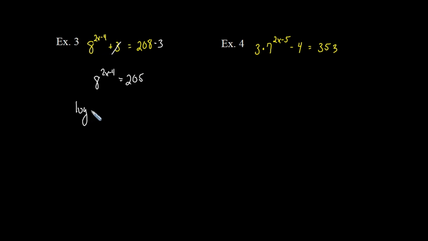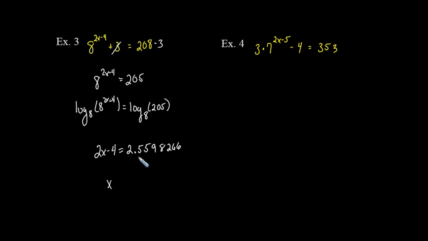So log base 8 of 8 to the 2x minus 4 is equal to log base 8 of 205. This is a decimal value. Over here we have 2x minus 4, and that is going to be, we're going to type log base 8 of 205 into our calculator. And again, you do not have to list out this decimal. In fact, we're going to carry it out to a few decimal places here.